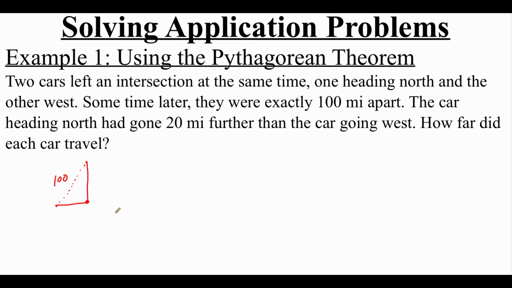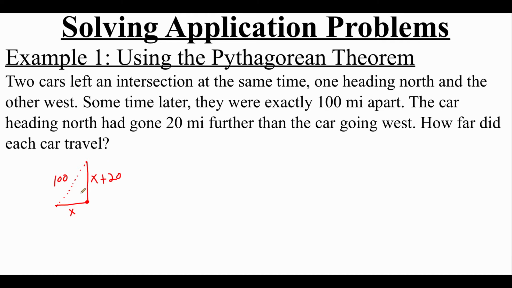Now, as far as the other sides go, I'm going to let this side going west be X. And then we know that our car going north, that distance is 20 miles more than the car that was going west. So this is going to be whatever that X value is, but then plus 20.